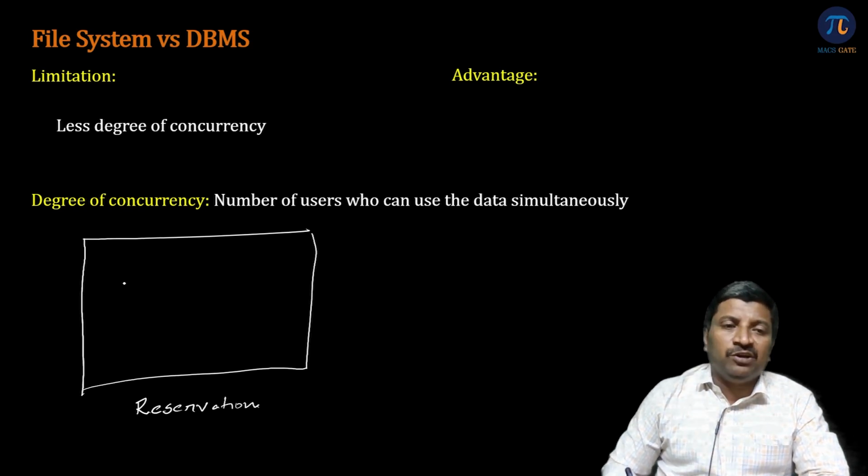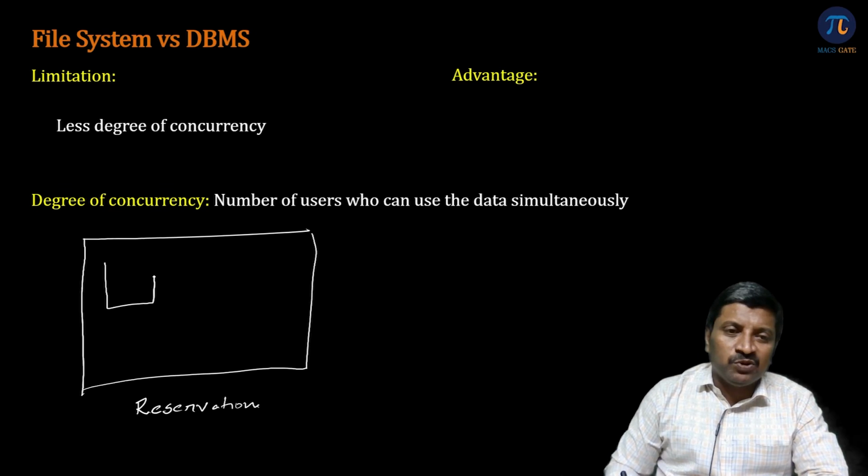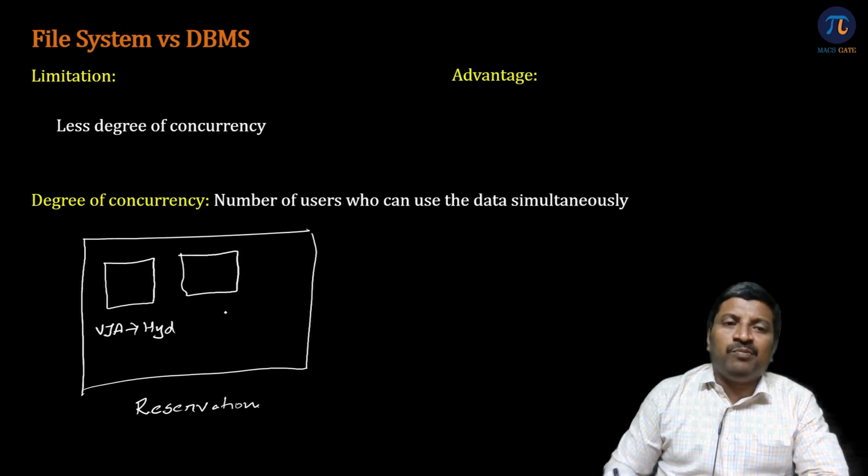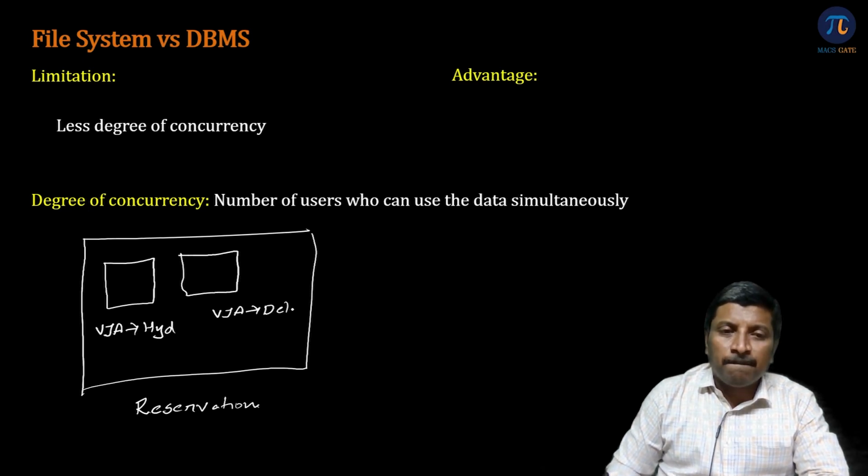We are maintaining the data about reservations. And let us suppose I have two files. In the first file, I maintain the details of reservations from Vijayawada to Hyderabad. In the second file, I maintain the details from Vijayawada to New Delhi.